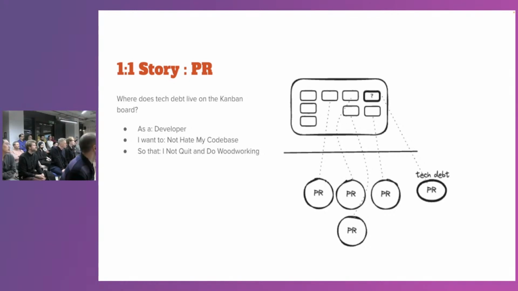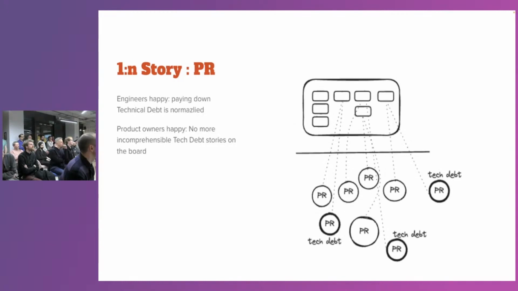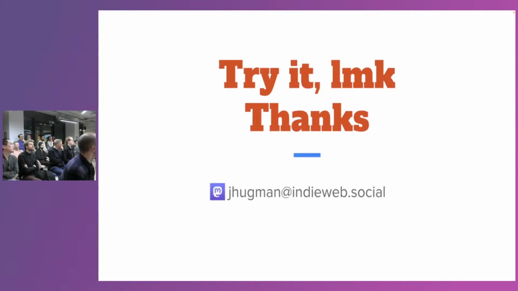So break that, because what happens to your technical debt? On your Kanban board, you're going, well, I've got to rename the FlibJIT, or I've got to refactor the FluBug, or whatever, on the board, and the product owner doesn't care about that. The user doesn't care about that. So rather than having one story to PR, you end up having smaller technical debt PRs. You get happier engineers because you're normalizing the paying down of technical debt. And the product owners are happy because they don't have the refactor the FluBug incomprehensible story on the board. So that's my story. Try it. Let me know how it works, and thank you very much.